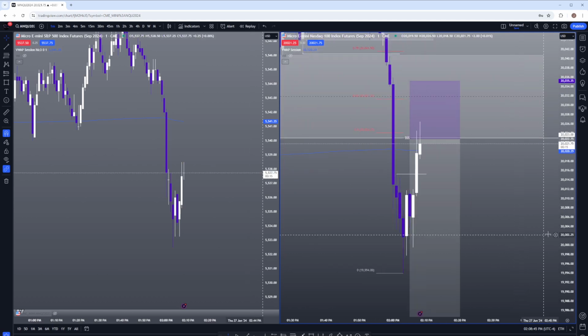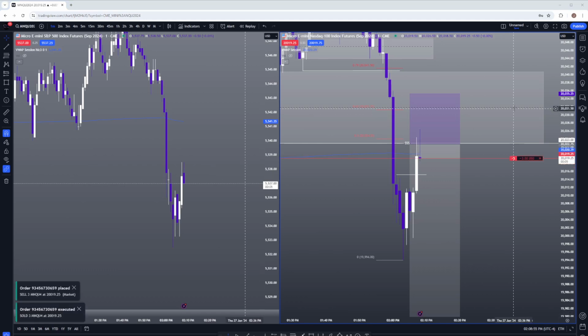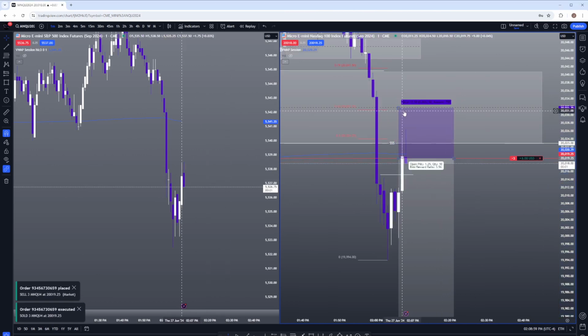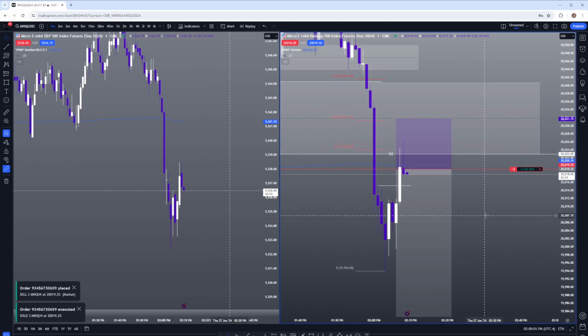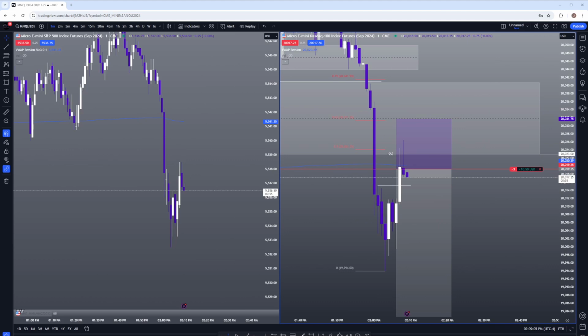Let's see if we start getting a nice reaction off of it. I will look to short off of this. I'm going to try out the shorts here, guys. I'm going to go half a lot in the shorts off that breaker. Keep a stop at 50 ticks above 20,031.75. I'll put my stop up here. So just half a lot.